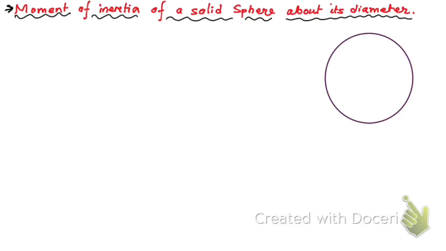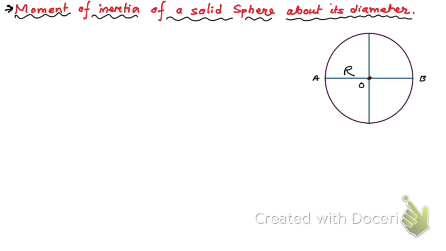First let us consider a solid sphere, and we need to find its moment of inertia about its diameter. This is the diameter, suppose, and here is the center. Let me draw another diameter which is mutually perpendicular. So we have to find the moment of inertia about AB. Let us consider its radius is capital R, and O is the center.